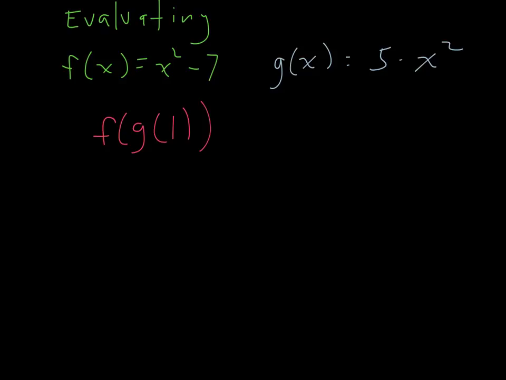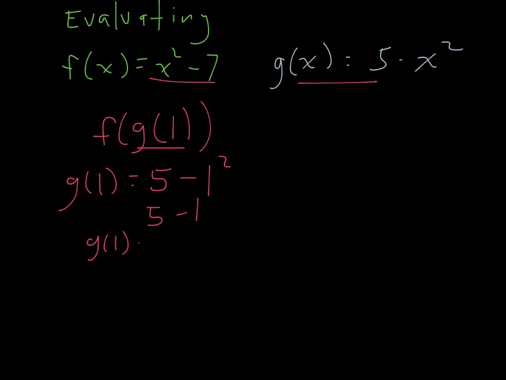Well, I want to work from the inside out, because g of 1, whatever that value is, I'm going to end up plugging into the f of x function. So let's just find g of 1 first. Plugging 1 into the g of x function, it would be 5 minus 1 squared, or 5 minus 1. So g of 1 is equal to 4. So I've got that value.